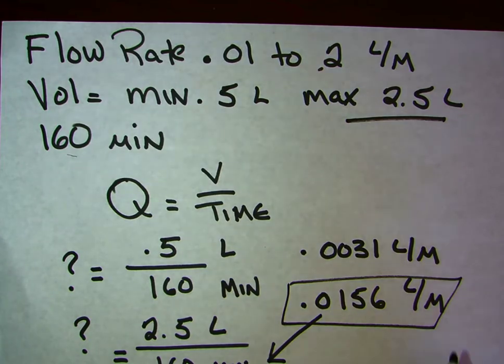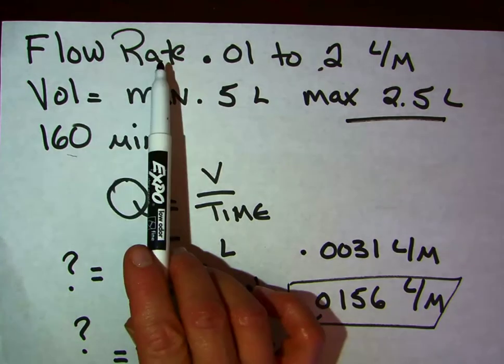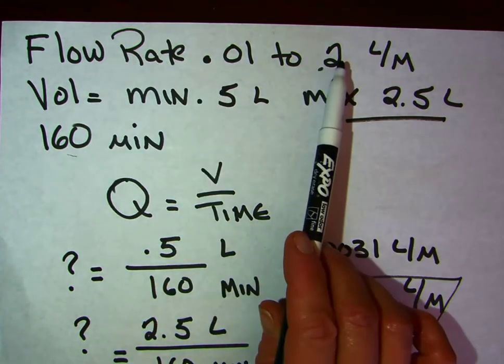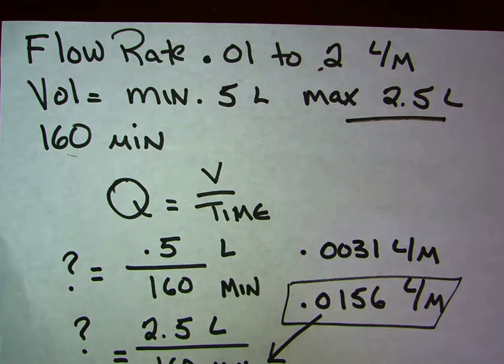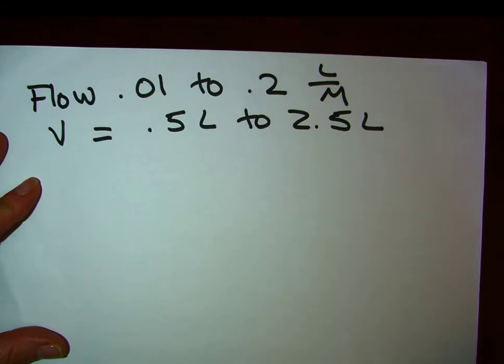And this is how we used our flow rate, low end and high end, as well as our minimum and maximum volume to figure out what our actual flow rate would be given our sampling time. Now we can look at this in one other way if we'd like to. Look at our problem one more time, manipulating our variables.